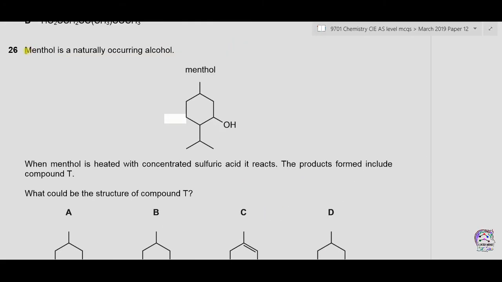Question 26. Menthol is a naturally occurring alcohol. So this is the structure of menthol. When menthol is heated with concentrated sulfuric acid, it reacts. The products formed include compound T. What could be the structure of compound T? Now what happens when concentrated sulfuric acid reacts with alcohol? It actually removes water molecule, or dehydration occurs.